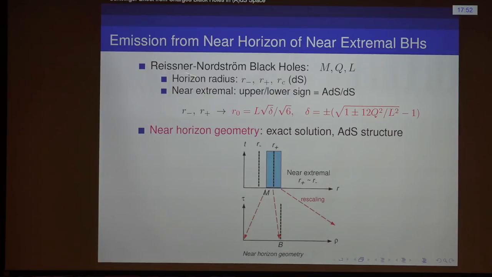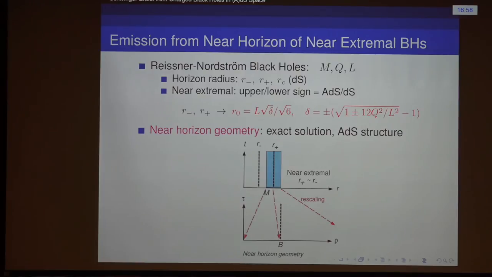In this case, usually we have two horizons, the outer horizon and the inner horizon. But for the de Sitter case, we have another cosmological horizon. So there are two positive horizons for anti-de Sitter and three horizons for the de Sitter case. No matter the case, we consider near-extremal, which means r plus and r minus are very close to each other, close to the so-called r0. This r0 can be obtained from the solution of the extremal black hole. Basically we define this delta, which has two signs, upper sign and lower sign, depending on whether the space is anti-de Sitter or de Sitter.